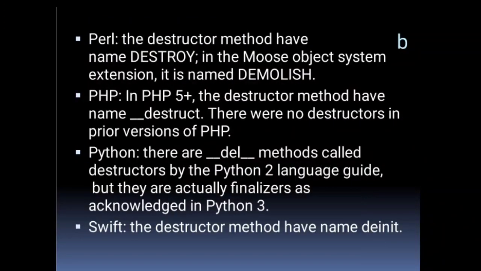Perl: the destructor method has the name DESTROY. In the Moose object system extension, it is named DEMOLISH. PHP: in PHP 5+, the destructor method has the name __destruct. There were no destructors in prior versions of PHP. Python: there are __del__ methods, called destructors by the Python 2 language guide, but they are actually finalizers, as acknowledged in Python 3. Swift: the destructor method has the name deinit.